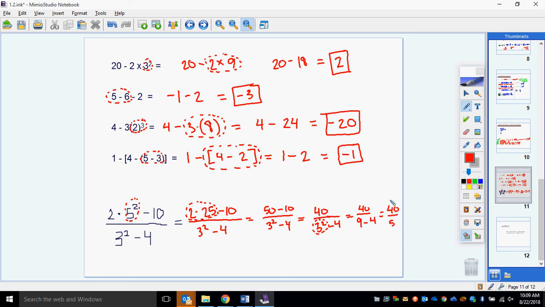40 over 5, those can both be reduced by 5. 40 divided by 5 is 8. And then 5 divided by 5 is 1, which just simplifies to 8.